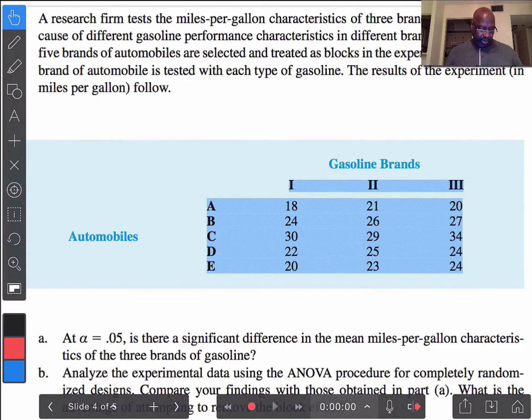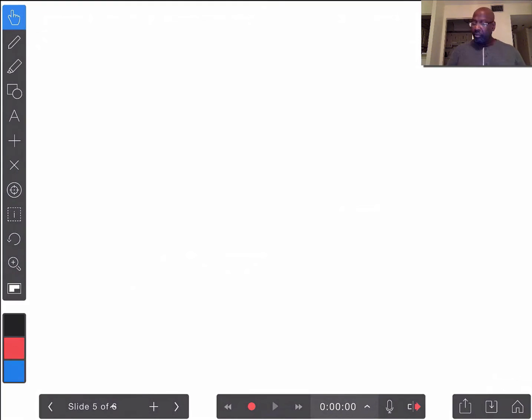So at alpha equal to 5%, is there a significant difference in the mean miles per gallon characteristics of the 3 brands of gasoline? And so let's set up this problem, all right? So we're going to do it this way. We have gasoline 1, 2, 3.